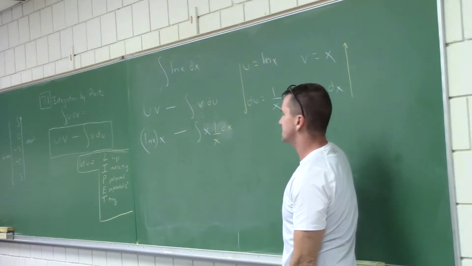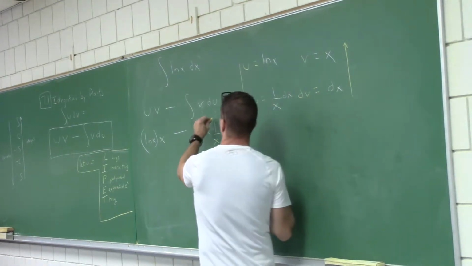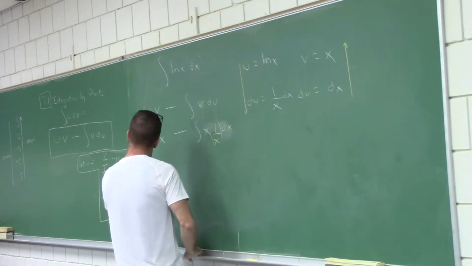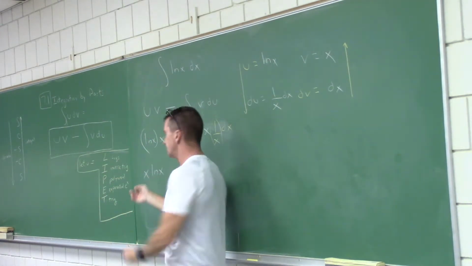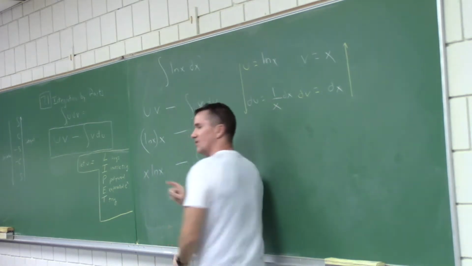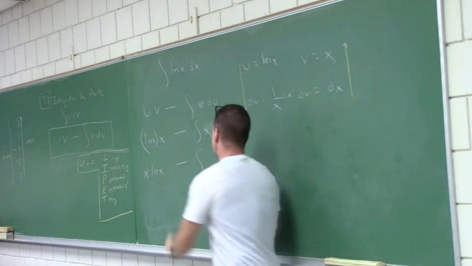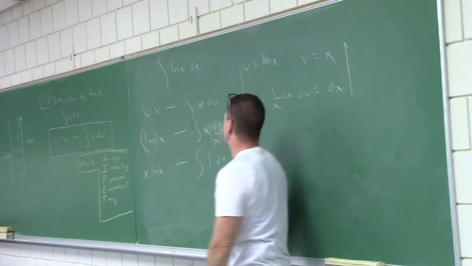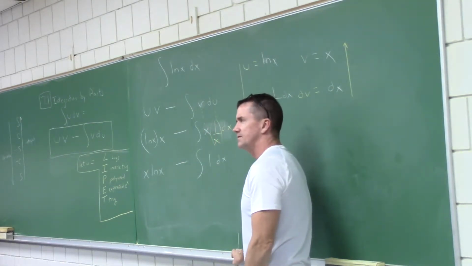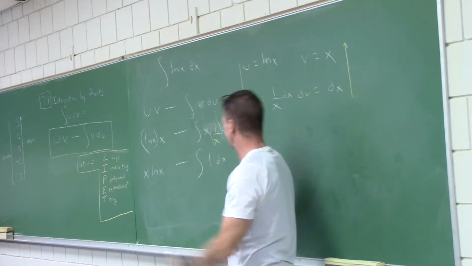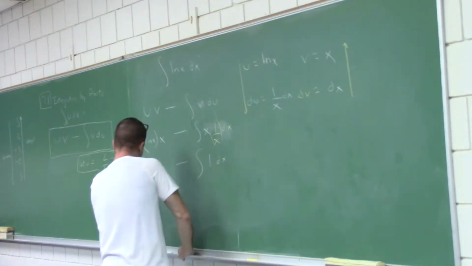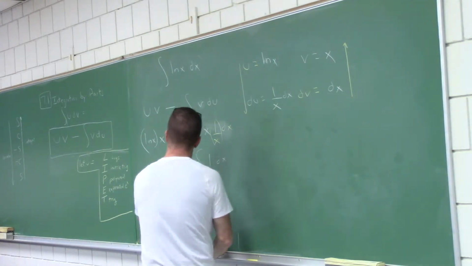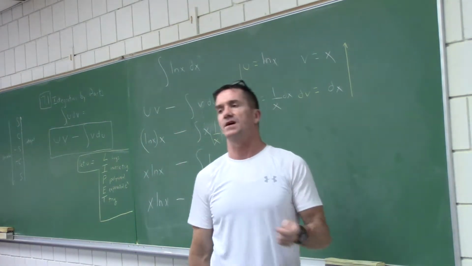So what's x times 1 over x? So we're going to now get x natural log x. That's a better way to write that. Minus the integral of a 1 dx. So what's the integral of 1? 0? No, that's the derivative. x plus c. x ln x minus x plus c. And we'll take Connor's advice.